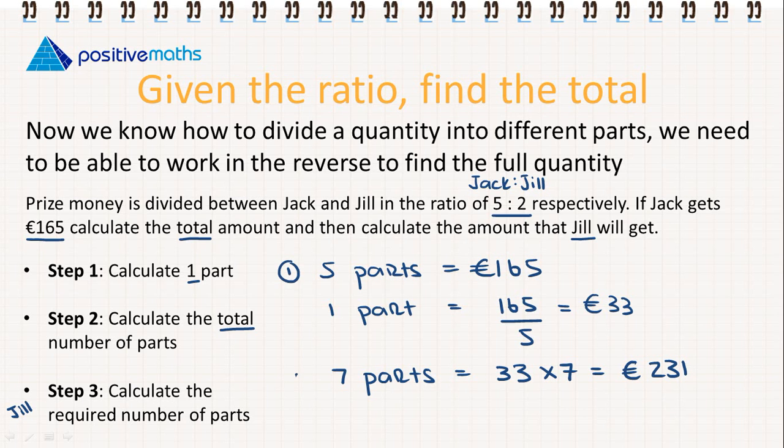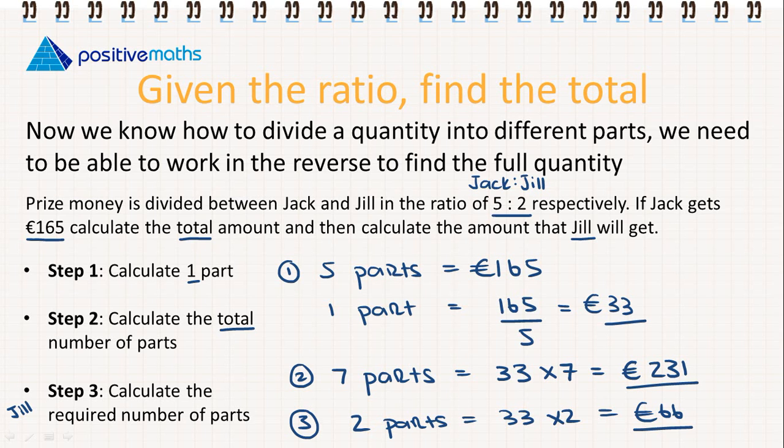So that's step 1, step 2. And now step 3. We need to calculate how much Jill will get. Okay, so we know from the ratio that she gets 2 parts. So this is going to be 33 multiplied by 2. So that means she's going to get €66. Okay, so we found our one part, we have found our total, and we have found what Jill will get.